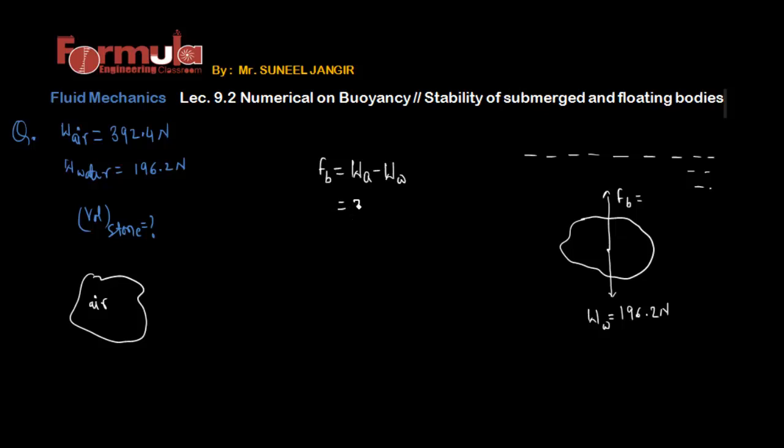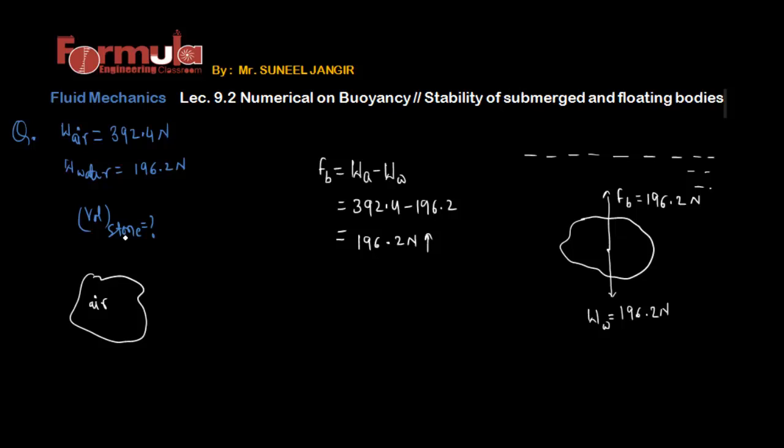That is 392.4 minus 196.2 Newton, and this difference equals 196.2 Newton. This is our buoyant force, and it is acting in the upward direction. So the buoyant force acting on the stone is 196.2 Newton.